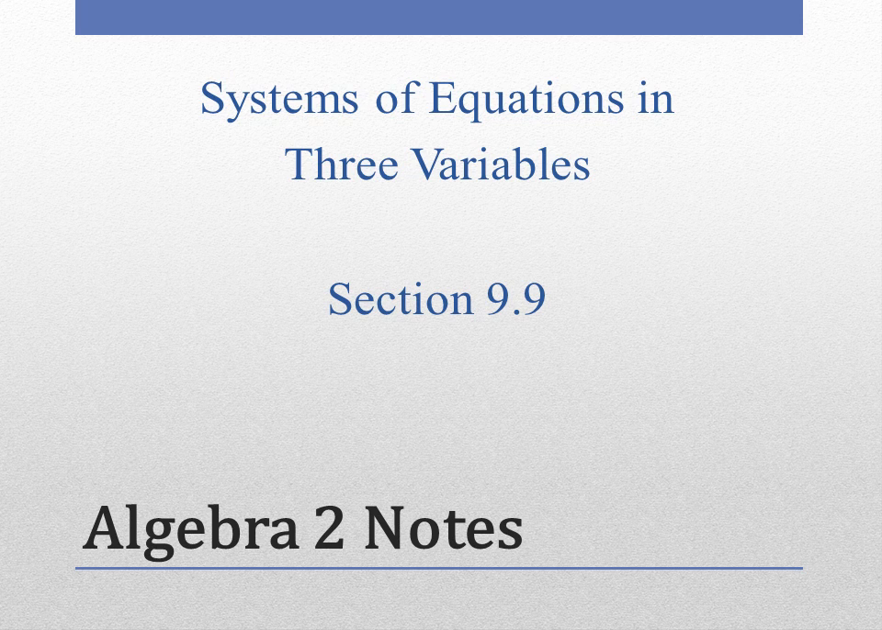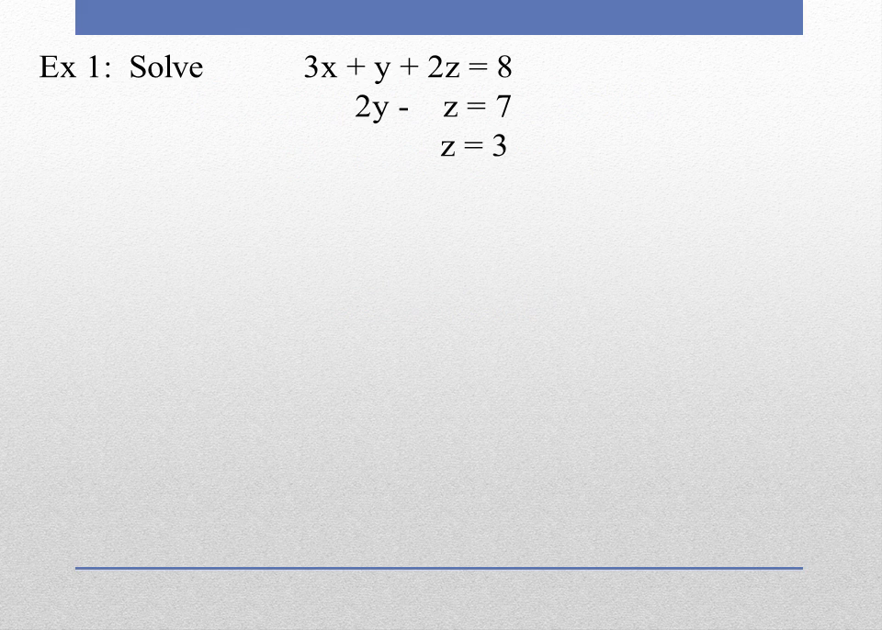Today we're going to solve systems of equations with three variables. We're going to be using a combination of substitution and elimination. Our first example, we have three equations, and as you can see, each equation has one fewer variable, and so we already have one variable solved for. We already know that z is going to be equal to 3.